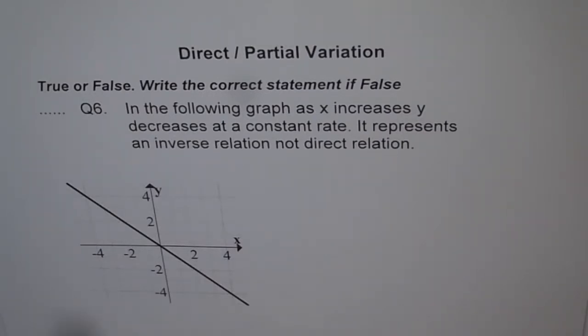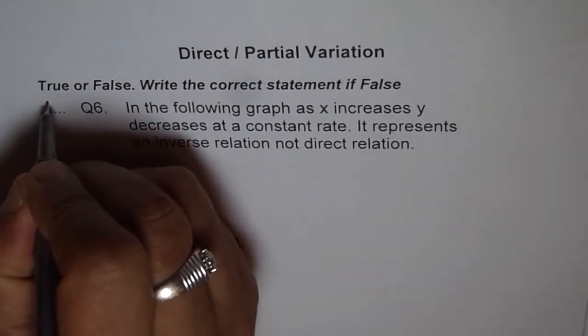Well, as you see, it is a straight line and this straight line goes through the origin. Therefore, it should represent direct relation, right? So it represents inverse relation, not direct, is false. So let's write false first here.